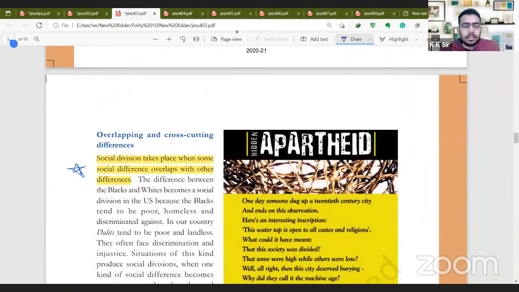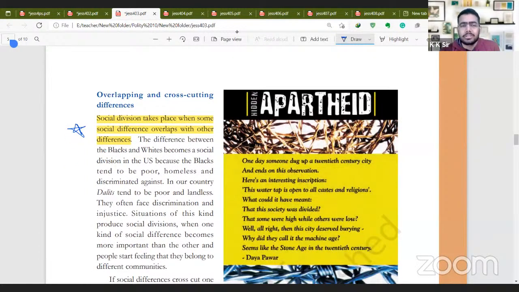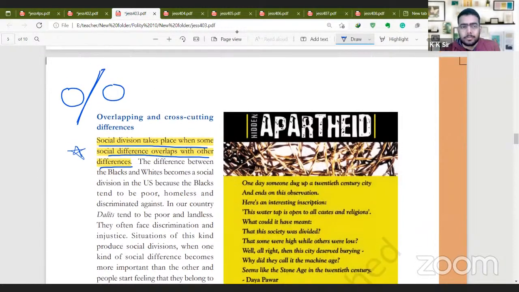But this social difference is a very important idea. If you can understand and appreciate this, social division takes place when some differences overlap with other differences. अपने आप में मैं तुमसे अलग हूं, I am a male and you are a female, that's not going to create any rift between us. I am a Hindu, you are a Muslim, that's just not going to create a rift, a division between us.